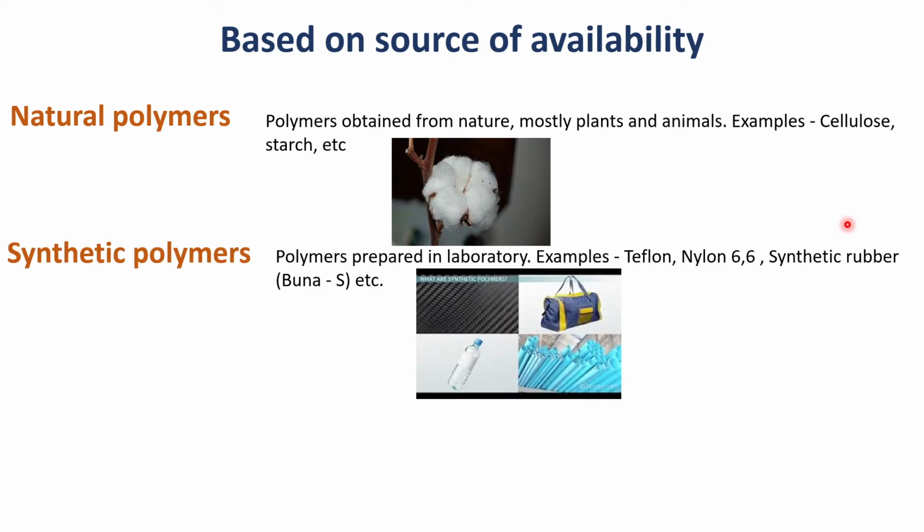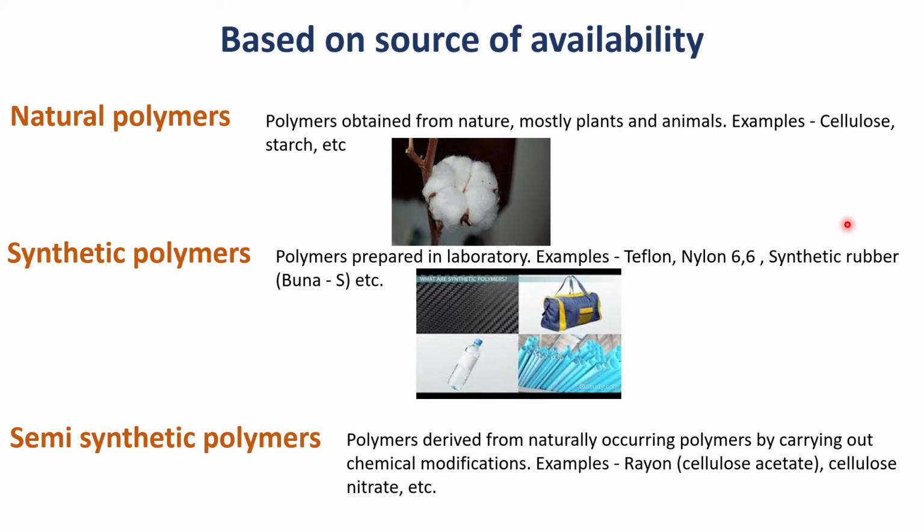Synthetic polymers are those polymers which are prepared in the laboratory. That means man is making that. Example, Teflon, you can see in the figure as well. Synthetic rubber, plastic, PVC pipes, these are all examples of synthetic polymers.